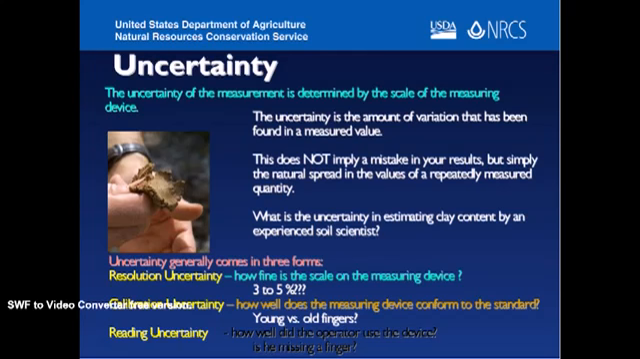What is the uncertainty in estimating clay content by an experienced soil scientist? Let's take a look at the number of people that can go out there and estimate it. We have different methods or different forms of uncertainty. The first one being the resolution uncertainty. And that is, how fine is the scale on the measuring device? Well, your measuring device is a thumb and a forefinger. And what we have to do is, okay, what is the resolution uncertainty on how well you hand texture? An experienced soil scientist can estimate the clay content within about 3%, 3 to 5% of the analyzed clay content.